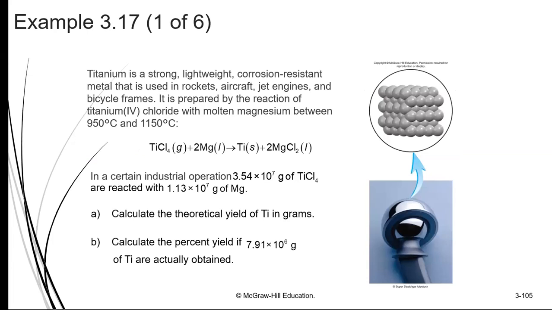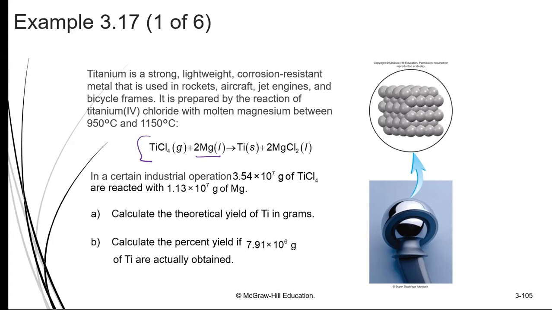So we're going to look at an example of this. Titanium is a strong lightweight metal and it's used in a lot of different things. Now it's prepared by taking titanium 4 chloride and we mix it with molten magnesium to produce titanium as a solid, and then we get magnesium chloride as a liquid that we can then separate. And so this is how we purify that titanium.